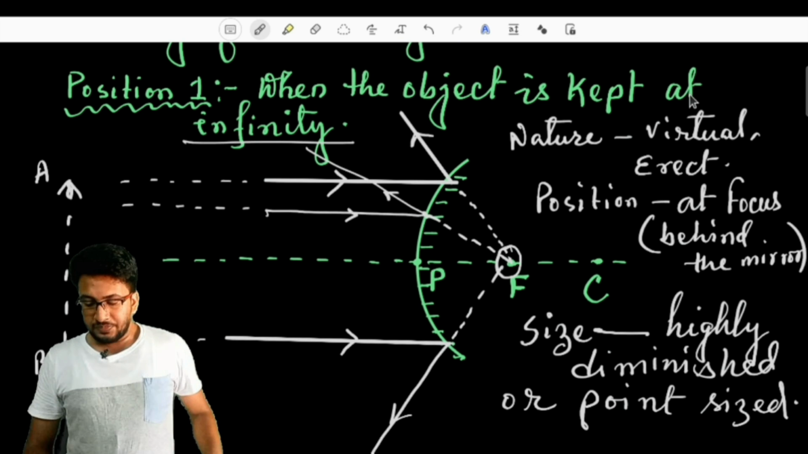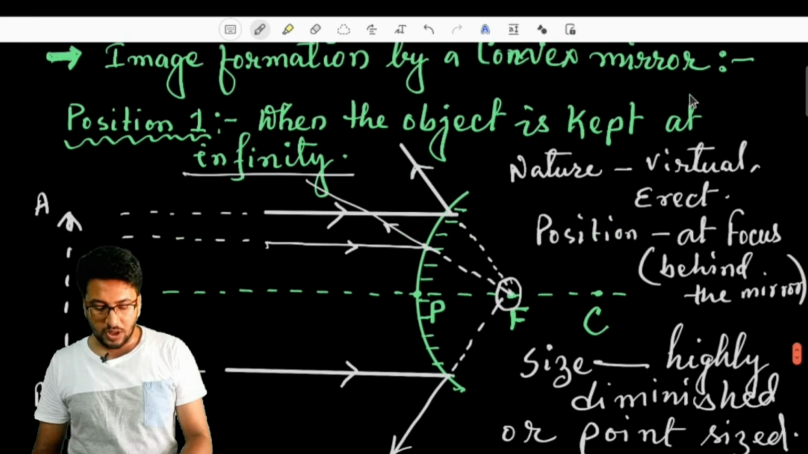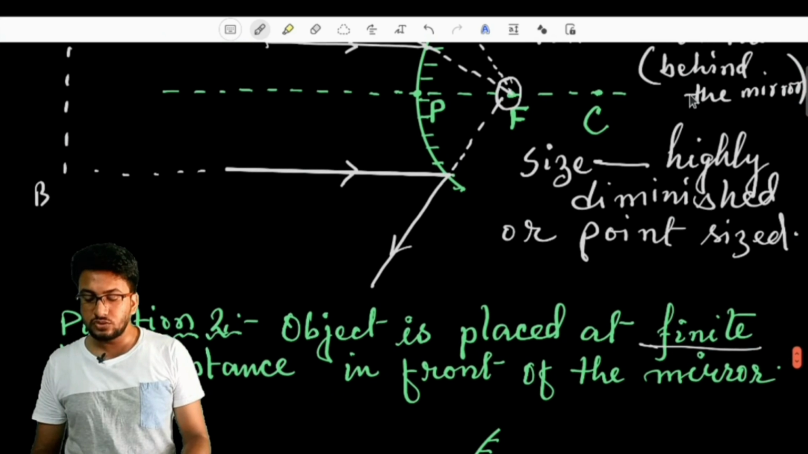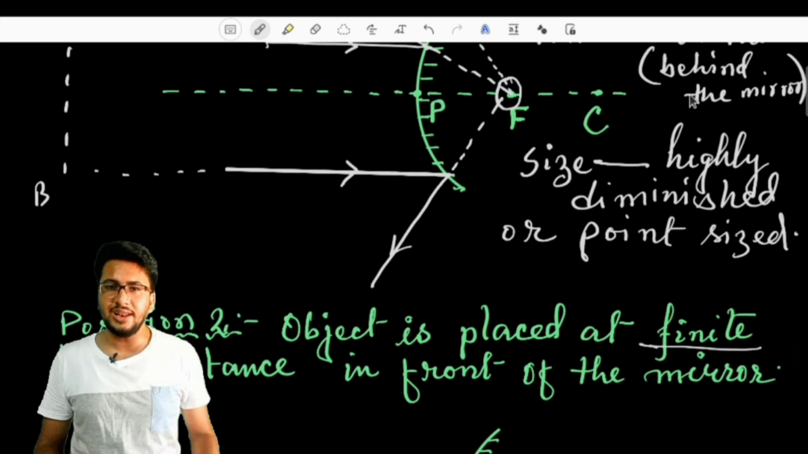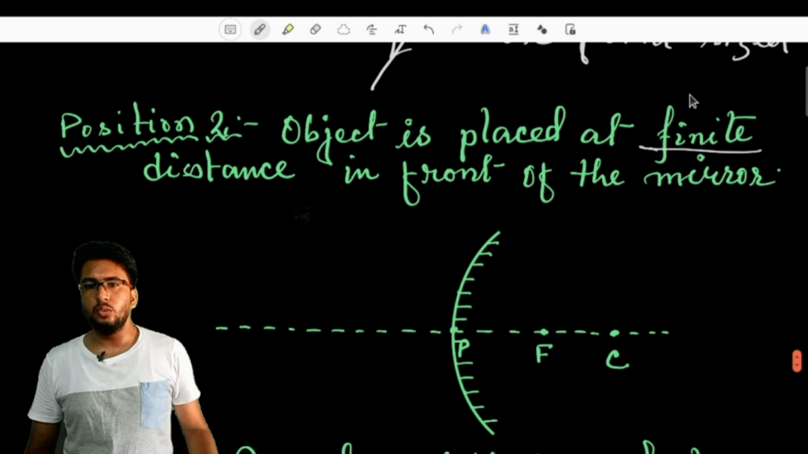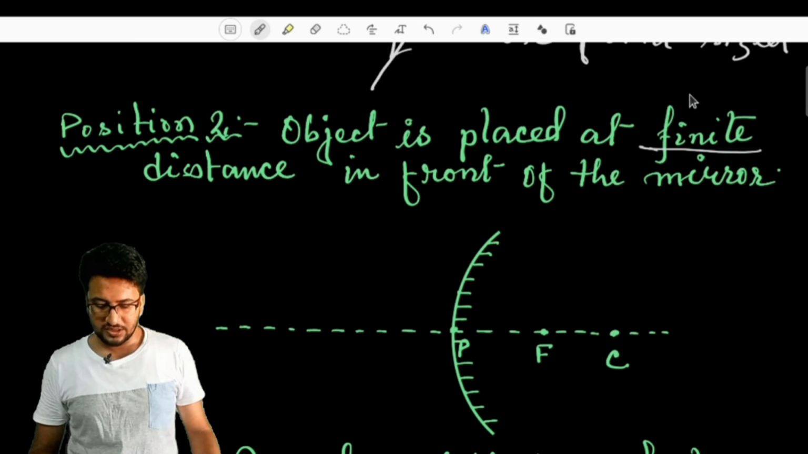Fine. So how is the image formed in case of position 1, when the object is kept at infinity? We found that the image will be point sized or highly diminished, as we obtained in case of a concave mirror also. The same thing is maintained.